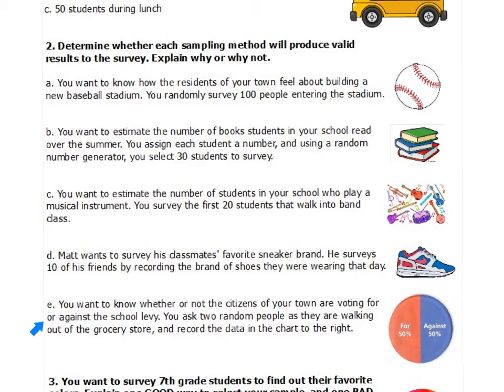And lastly, you want to know whether or not citizens of your town are voting for or against the school levy. You ask 2 random people as they are walking out of the grocery store, and one was for and one was against. So you just say the town is split 50-50. Hopefully you notice that the 2 is what is throwing this off. 2 is not a large enough sample. You would need to survey more people to get a valid response.